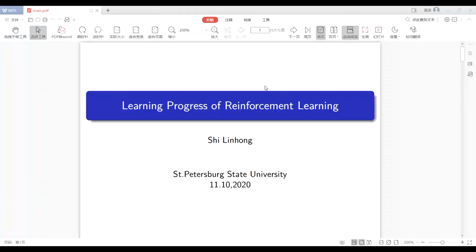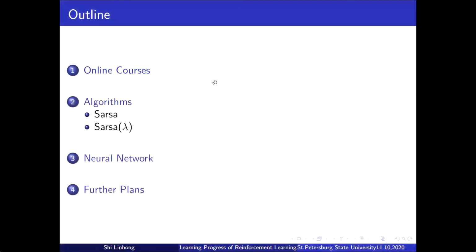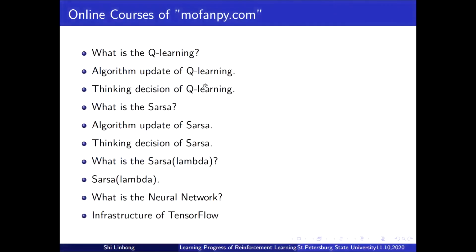Hello, everyone. Good afternoon. My name is Lin Hong. This is my report about the learning progress of reinforcement learning. There are 4 parts to my report. The first one is online courses, and the second one is algorithms, about Sarsa and Sarsa Lambda. The third one is neural networks and further plans. I learned reinforcement learning from mofanpy.com, and these are the courses I have learned. From these courses, I learned Q-learning, Sarsa Lambda, and part of neural networks.